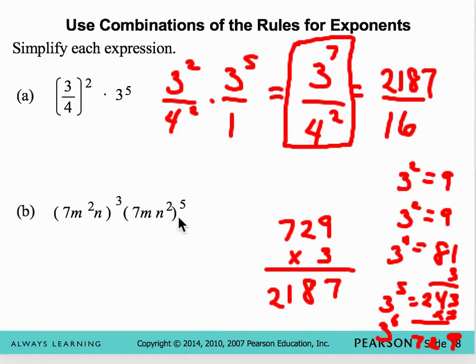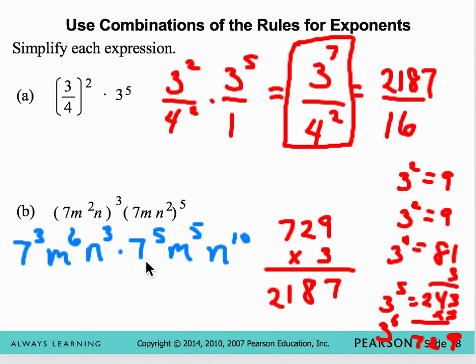Okay, so here, first of all, I got to get rid of these parentheses. When I look inside the parentheses, there's nothing to do, right? I have an M and an N, different bases. So getting rid of the parentheses, that means I have 7 cubed, M, 2 times 3 is 6, and then 1 times 3 is 3. And then it's times 7 to the 5th, M to the 5th, N to the 10th.